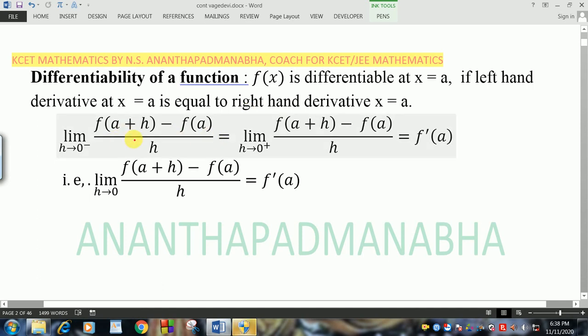The left hand derivative is given by the limit as h tends to 0 minus of (f(a + h) - f(a))/h, which is equal to the right hand derivative, the limit as h tends to 0 plus of (f(a + h) - f(a))/h, which is equal to f'(a). This is the derivative of the function at the point a, that is the limit as h tends to 0 of (f(a + h) - f(a))/h equals f'(a). This is the definition of differentiability of a function.